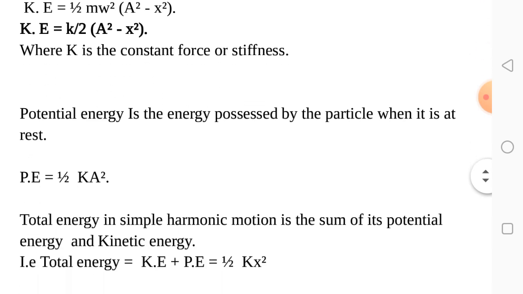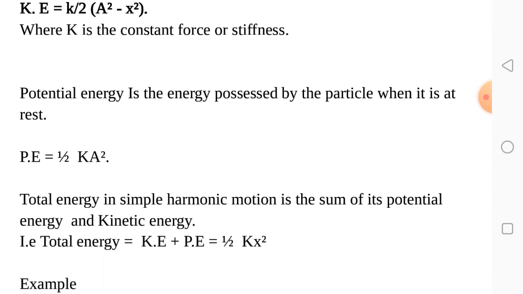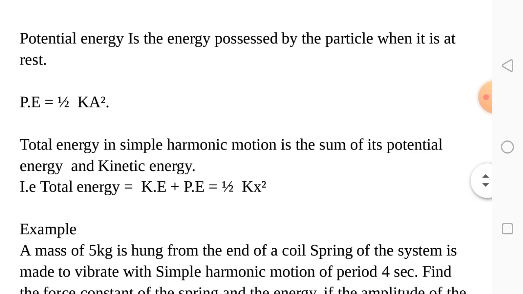Now let's look at potential energy. We said potential energy is the energy possessed by the particle when it's at rest. When we look at the spring, we always have the maximum, and PE is equal to 1/2 k a squared. Here a represents our amplitude, and k is the constant of proportionality, which also refers to our stiffness. The total energy in simple harmonic motion is given as the sum of the potential energy plus the kinetic energy.